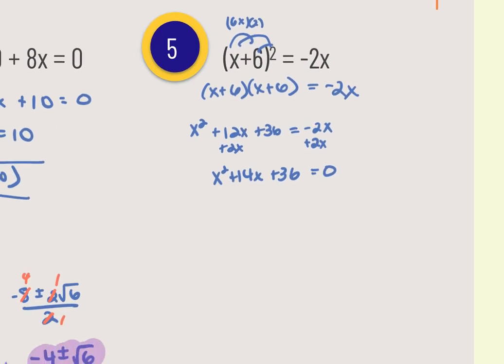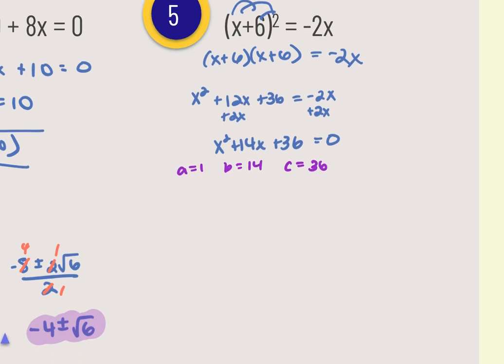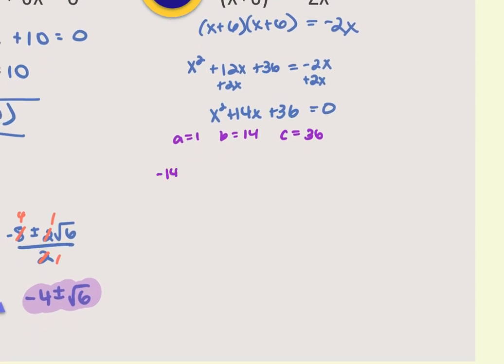Yeah. Noah. It's square the first term, square the last term. Those are first and last. And then double the product of the terms. So now A is 1, B is 14, C is 36. Negative B plus and minus the square root of B squared minus 4 times A times C, all over 2 times A.